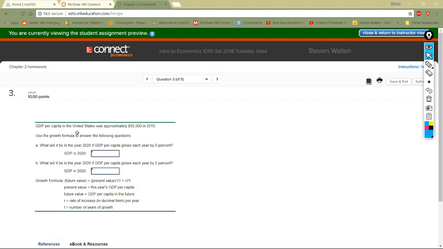GDP per capita in the United States was approximately 55,000 in 2015. Use the growth formula to answer the following questions. What will it be in the year 2020 if GDP per capita grows by 0% per year?